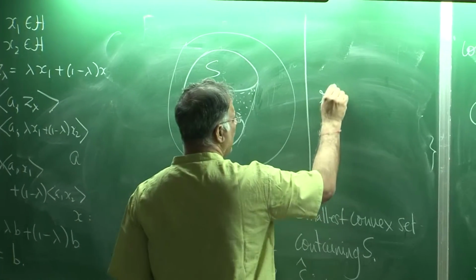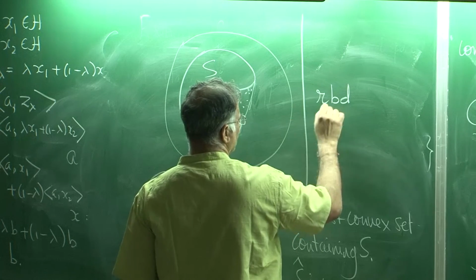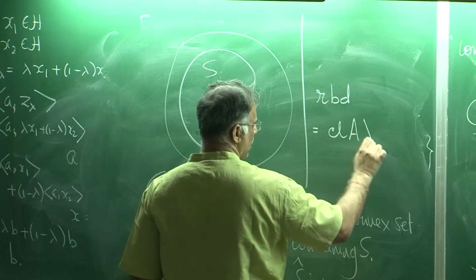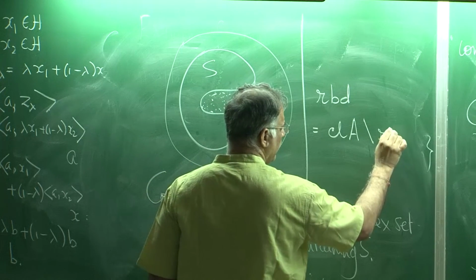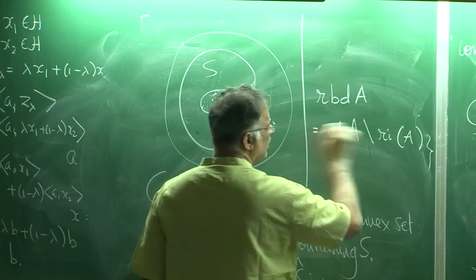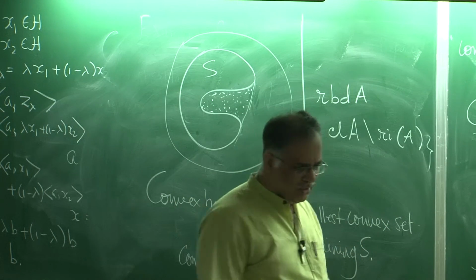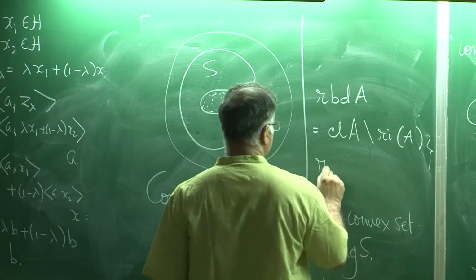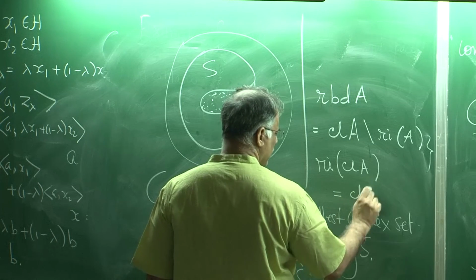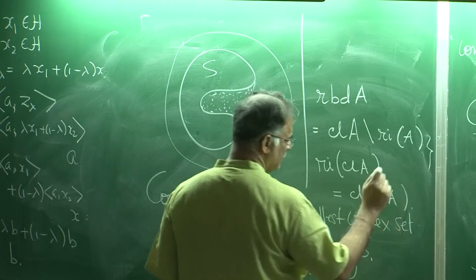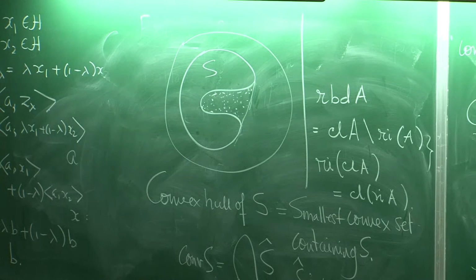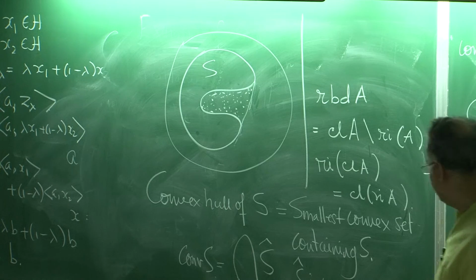So, you can define what is called the relative boundary. That is nothing but the closure of the set A, from which you take out all the relative interior points. So, the relative boundary of a convex set A is this. And an important result is that the relative interior of the closure of a convex set A is the closure of the relative interior of A. Sorry, I made a mistake.